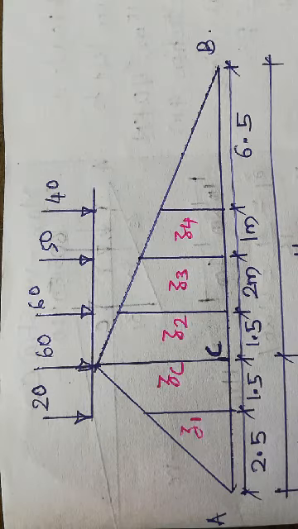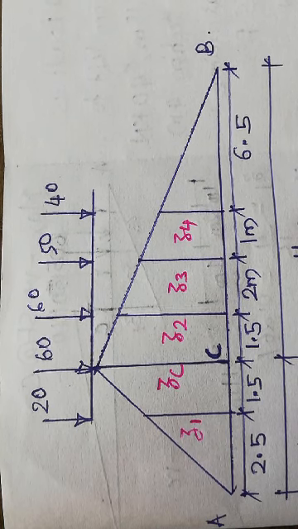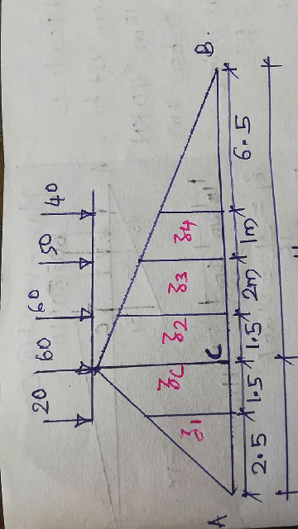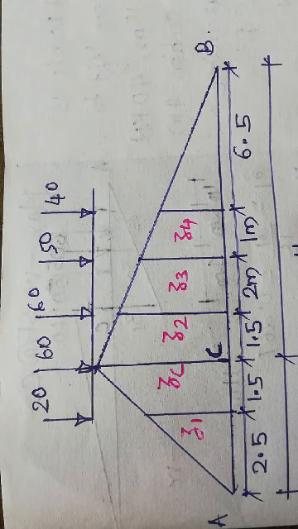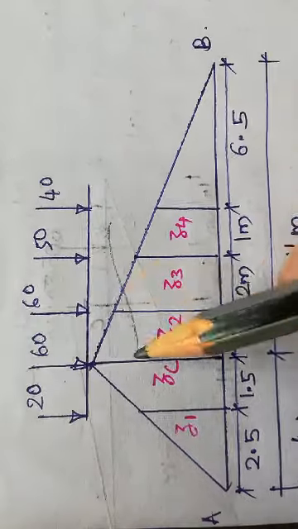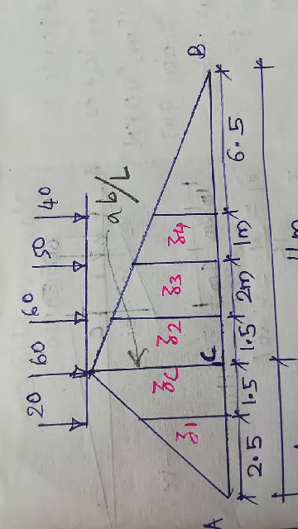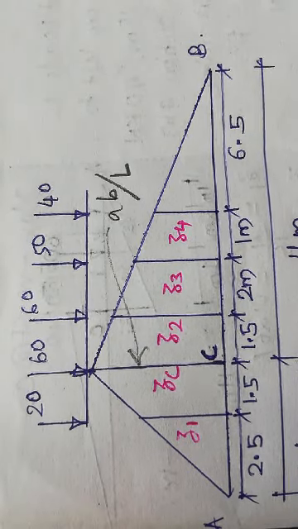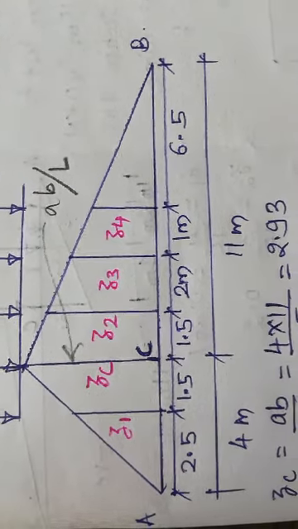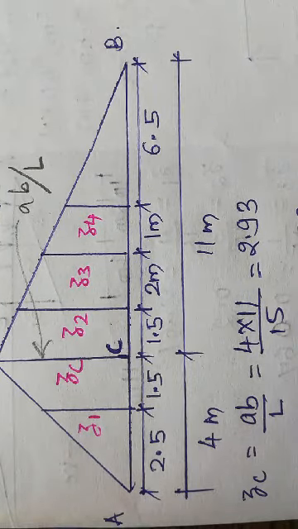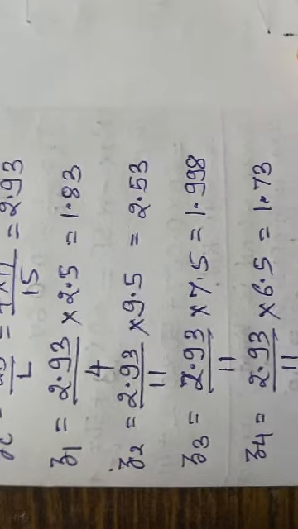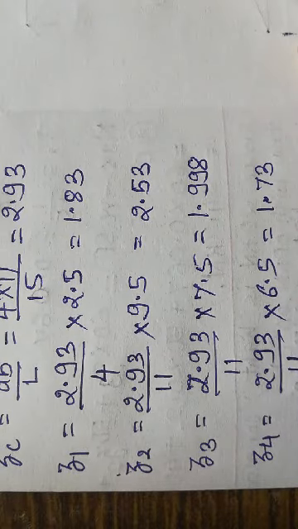So the influence line diagram for bending moment at C is given as follows. I am placing the second 60 kilonewton load at point C and I will be calculating the ordinates. Now since you know that the maximum load should be placed at point C, and that maximum load gives the maximum ordinate, and that ordinate is given by ab divided by L. So this is the influence line diagram, and the calculations for the values of Z's.